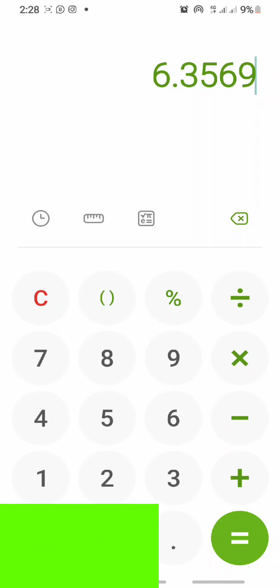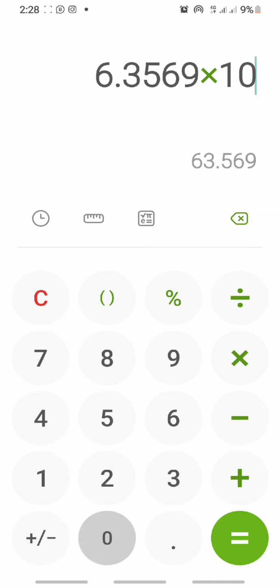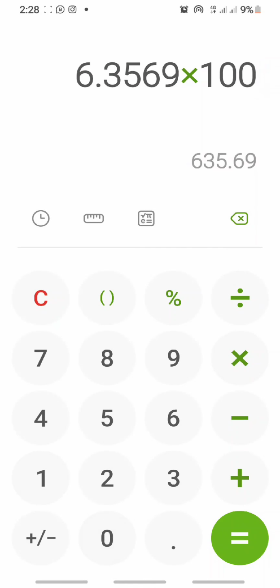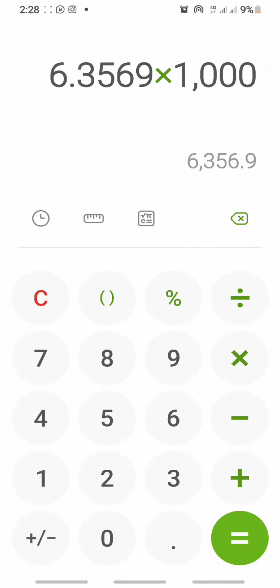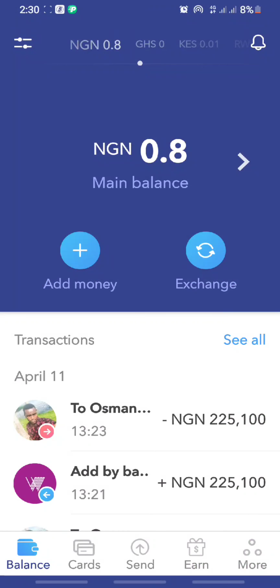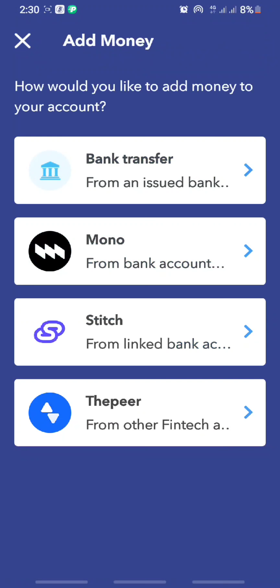Alright, so let's multiply it by 100 to see how much you'll be making on 100 USDT. As you can see, on 100 USDT you'll be making 635.69 Naira, and on 1,000 USDT you'll be making 6,356 Naira. So after this calculation, you transfer whatever amount you want to use to trade from your bank to Eversend. This is actually what makes it unlimited, because you're not using a bank card here.